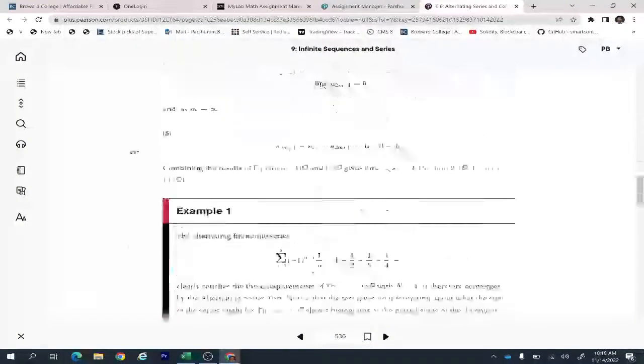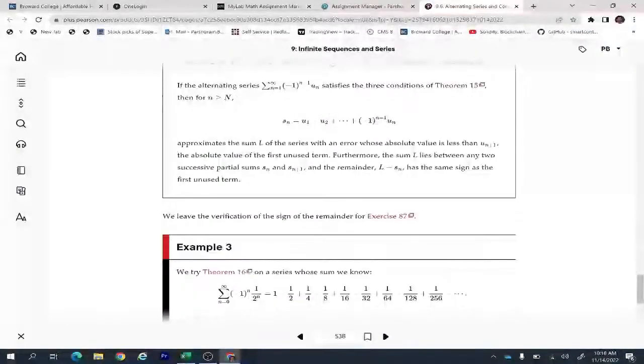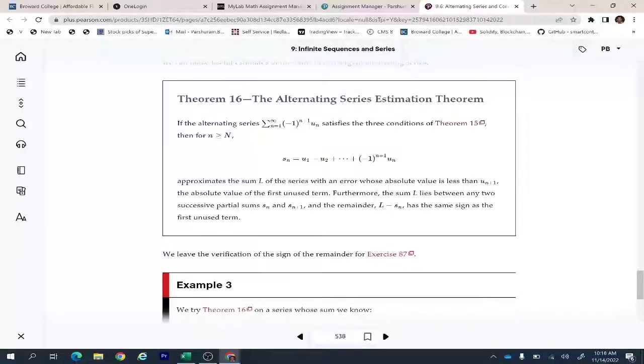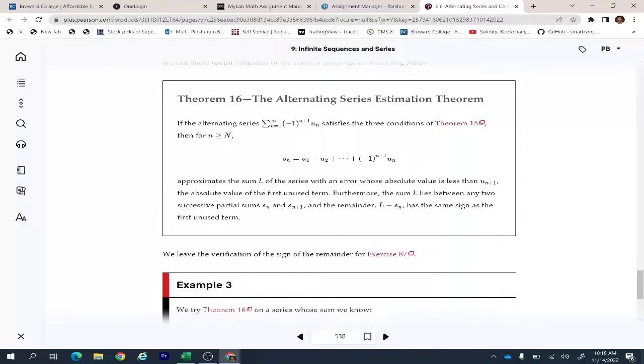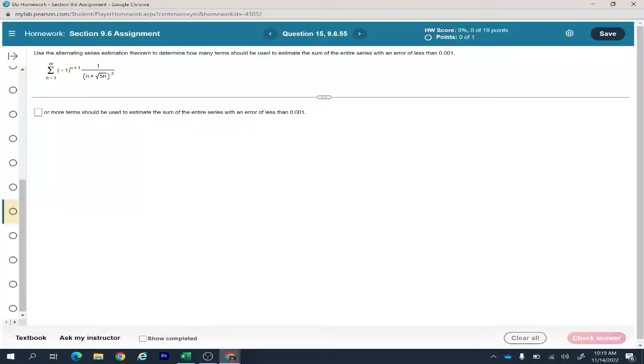If our alternating series satisfies those three conditions, then as you can see here, the sum of the first n terms can approximate the sum L of the series with an error whose absolute value is less than the (n+1)th term. So you just have to find out what u_n is, and find its value up to the point where your error is supposed to be 0.001, and that will help you to find out how many terms you need.